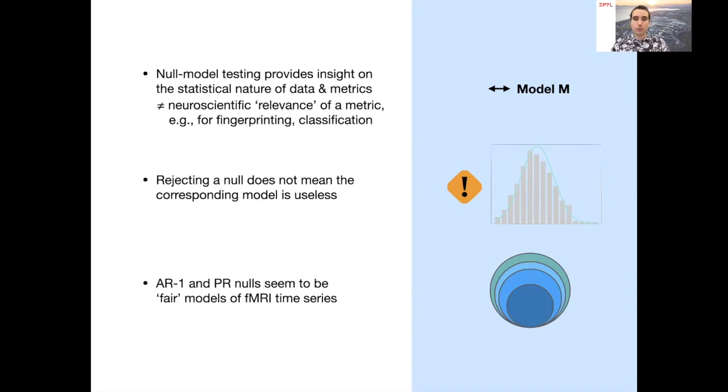Then finally, if you want to use models that will not be trivially rejected in fMRI time series, we suggest using AR1, so multivariate autoregressive models of order 1, or phase randomization. I think that you will find that it's not that easy to reject a null, and it's fine. That does not discard your metric or anything. It just tells you that your metric is exploiting linear Gaussian properties.